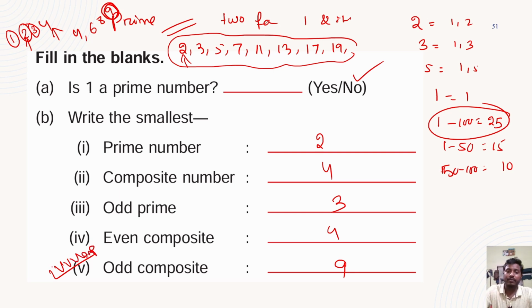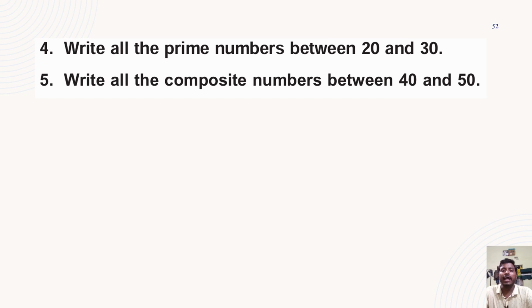Understand? Next. Write all the prime numbers from 20 to 30. So from 20 to 30: 23, 24, 25, 26, 27, 28, 29. These are the two prime numbers between 20 and 30.